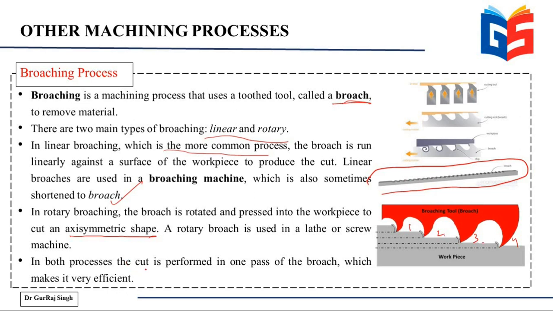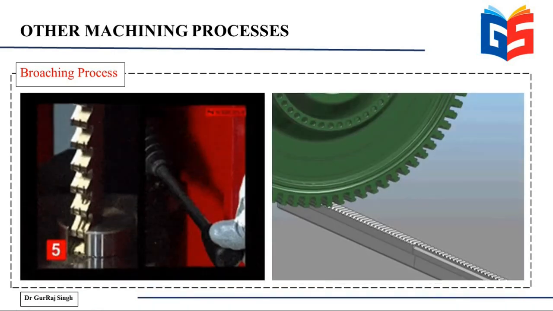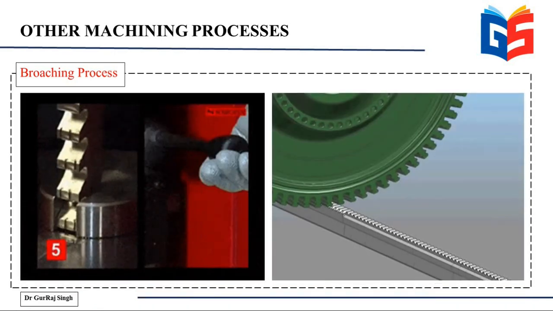And in both processes, the cut is performed in one pass. So this is the most important thing to note here. The cutting is performed in one single pass. If you had to cut from this step to this step, you might have used a milling cutter to perform the same thing, or some other process like shaping or planing. But in this case, you are performing all these multiple cuts in one single go, and that improves the efficiency of the broaching process.